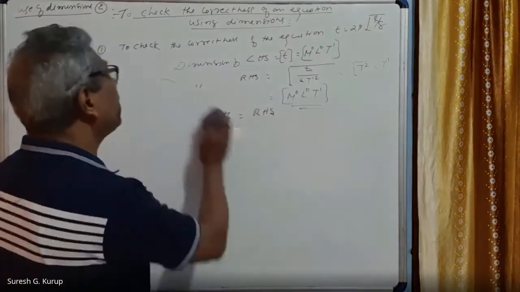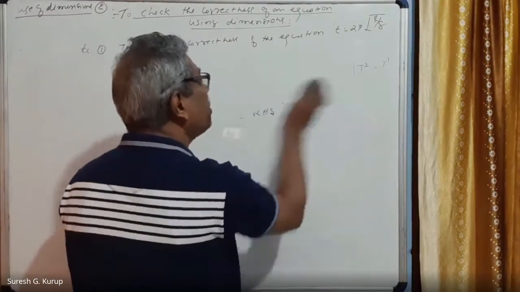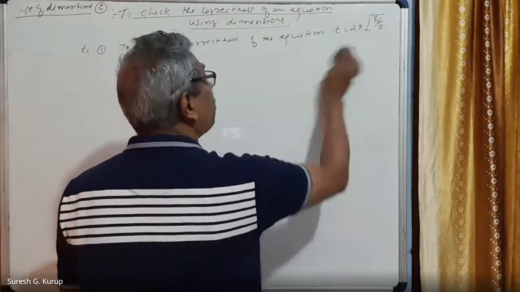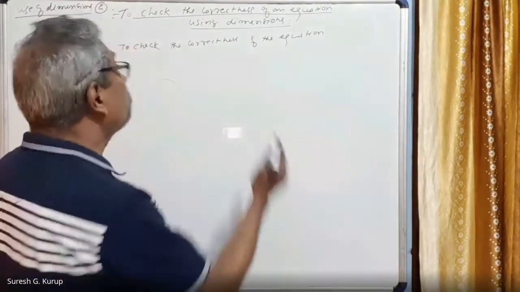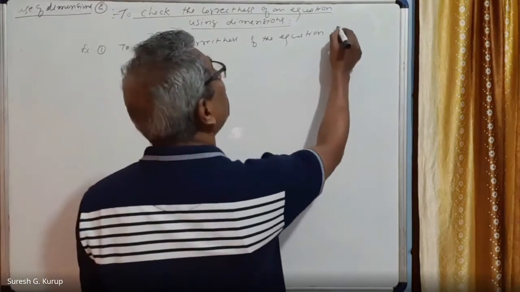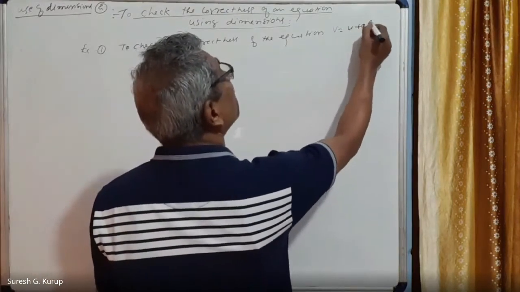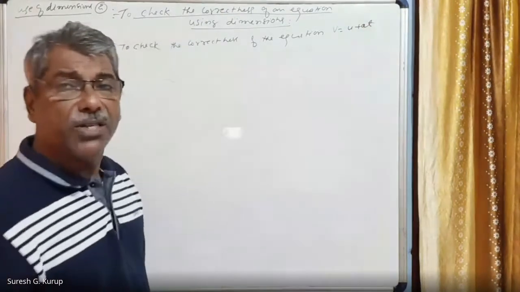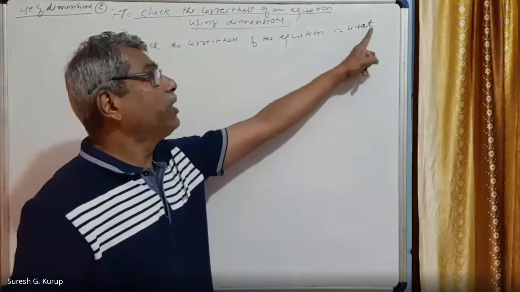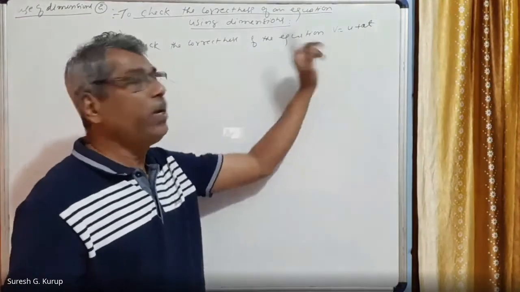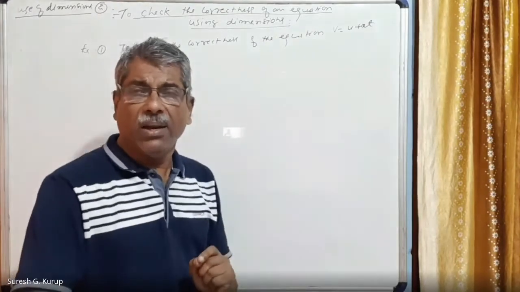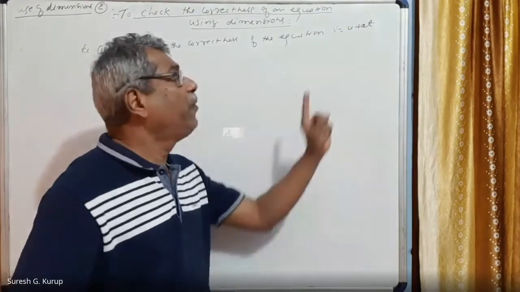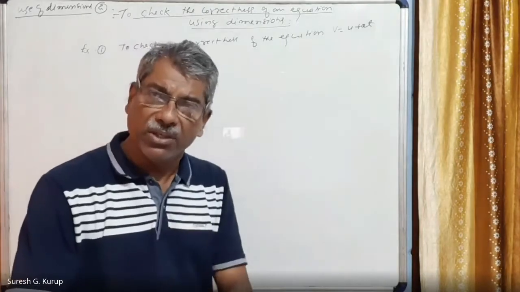Another equation I am taking to check the correctness of an equation. Another equation of a possible physical event, that is v = u + at. This equation contains 2 terms in the RHS and 1 term in the LHS. If it is correct, then we have to prove that every term must have the same dimension.